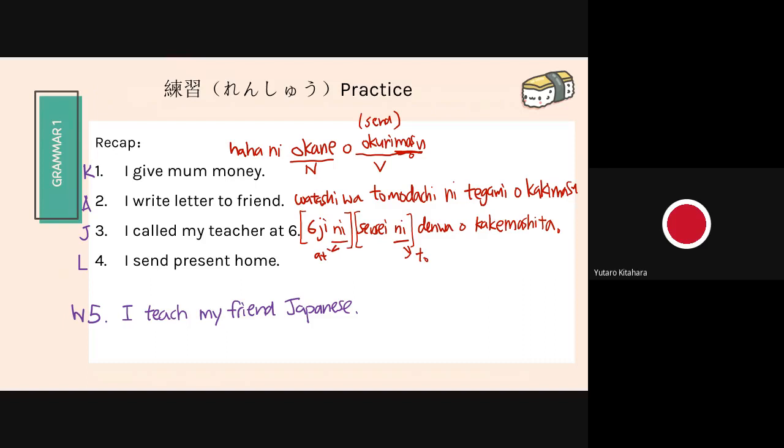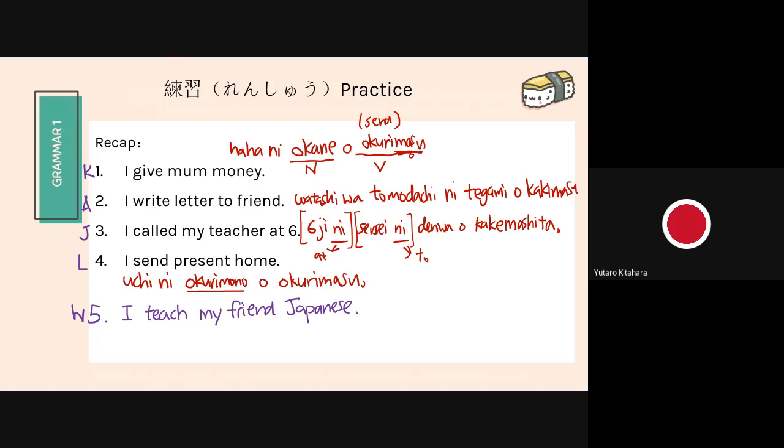Okay, very good. So Lisa, same present, home. Home, we use uchi, is it? Can? Yeah, you can. Watashi wa uchi ni. Very good. Okurimono okurimasu. Very good. Okay, okurimono wo okurimasu. Correct. Okay, same present. Yeah, for okurimono, you can use present also. Okay, very good. Correct. Okay, uchi ni, send to home.